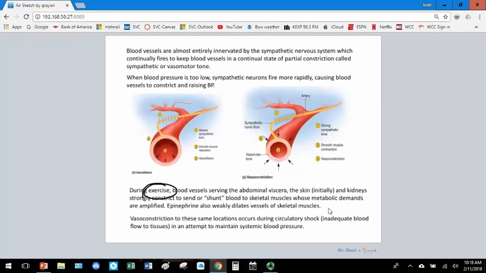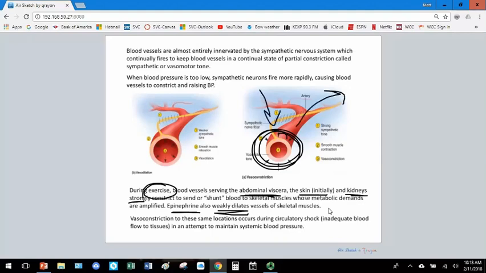The skeletal muscles, blood vessels to those are going to be weakly dilated by epinephrine. But we're also going to vasoconstrict blood vessels that go to the non-essential organs during exercise, like the abdominal viscera, the skin, at least initially, and the kidneys. We're going to vasoconstrict blood going to these areas so it goes elsewhere in the body, in particular to skeletal muscles, areas that need it most.